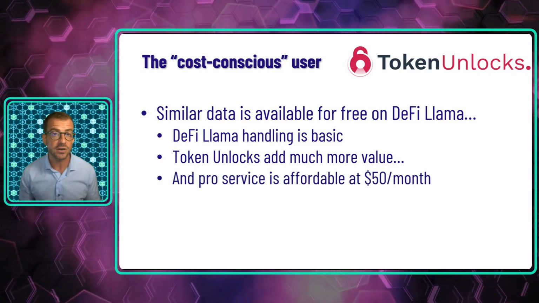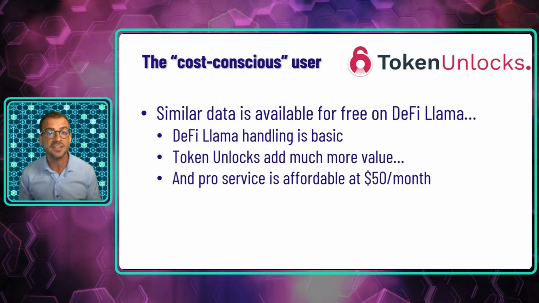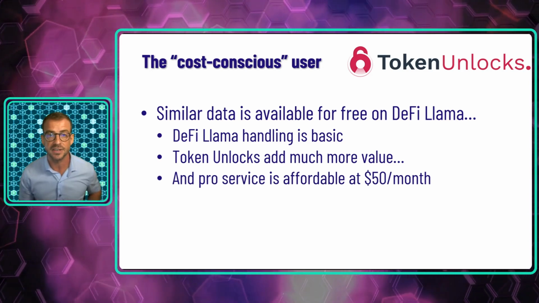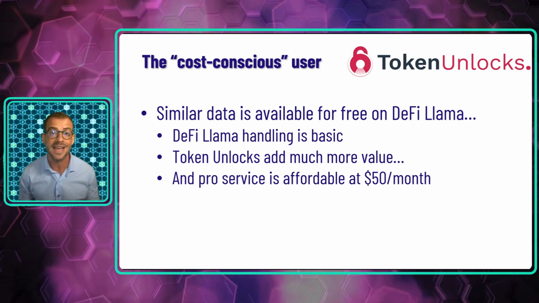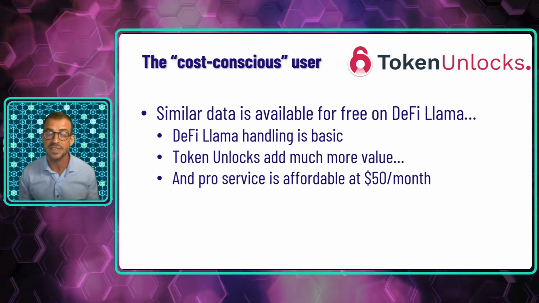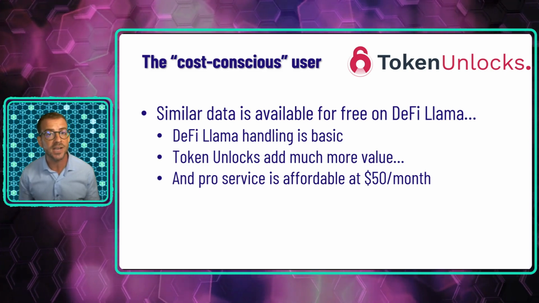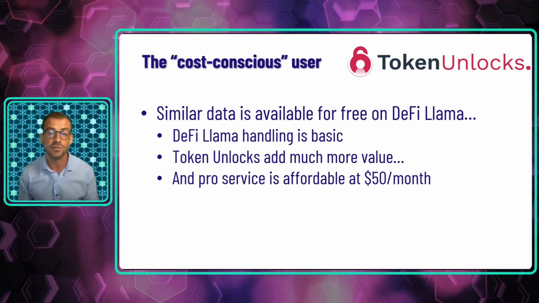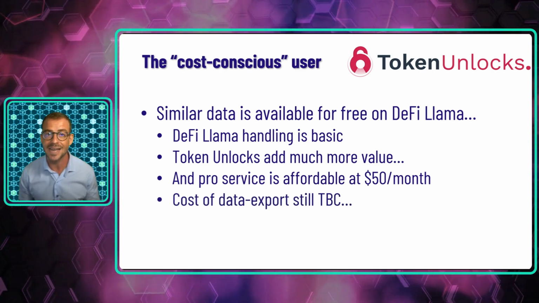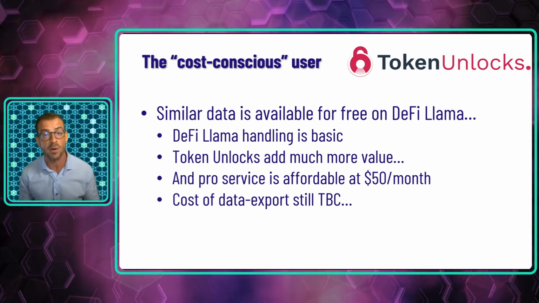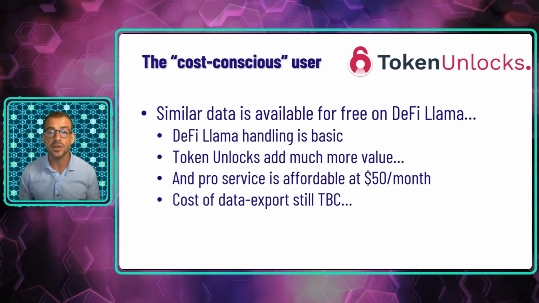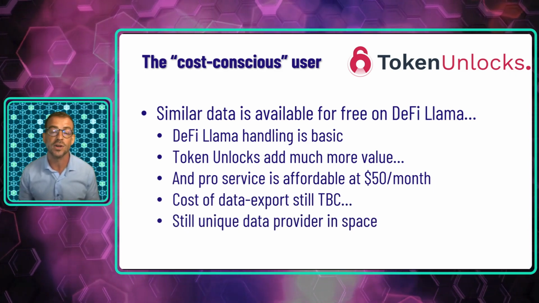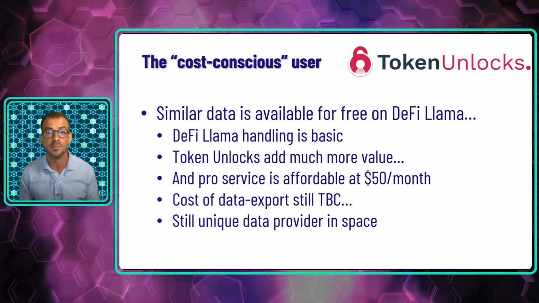They're only asking for $50 a month for their pro service, so if that's all you need for your work, I'm sure this would be acceptable in many cash-constrained circumstances. But the important caveat to add here is that the data exporting capabilities on token unlocks are only going to be made available on a separate pricing tier. So if you need those export features for your work, you're going to have to weigh in the added cost once that price is announced to see if that works for you. But all the same, token unlocks are still a unique data provider in this space, and nobody else is offering quite as much value around this data set at the moment.